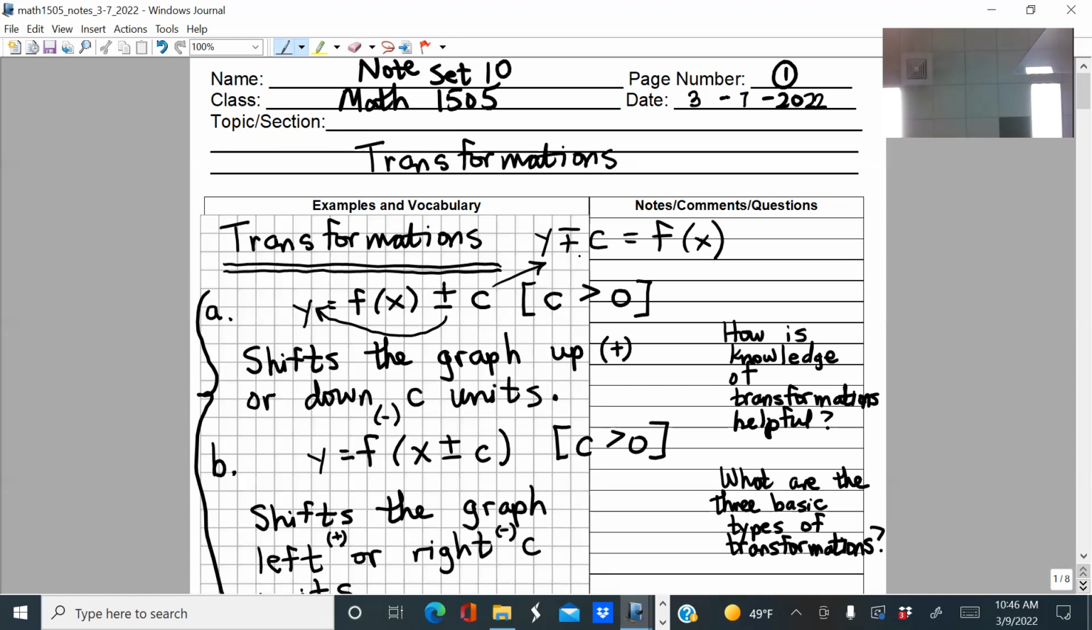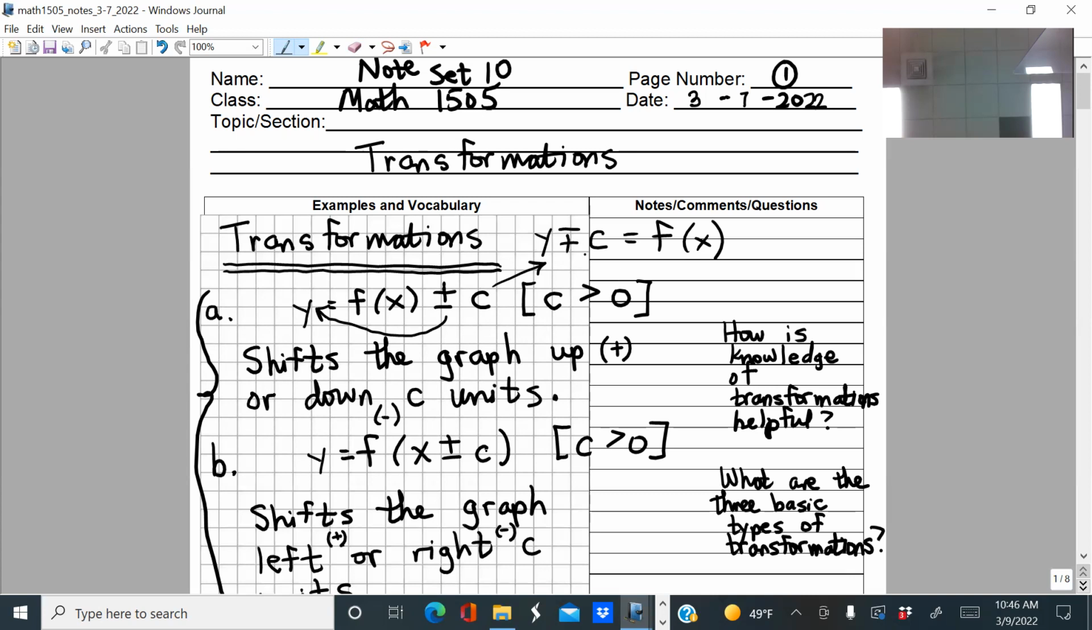Of course, that changes the sign, right? So if it's plus here, it's going to become minus on the left. If it's minus here, it's going to become plus on the left. Notice that what you're doing in this case is adding or subtracting the constant not from x, but from y. So really these two shifts are quite similar. It's just a matter of where we're adding or subtracting the constant.